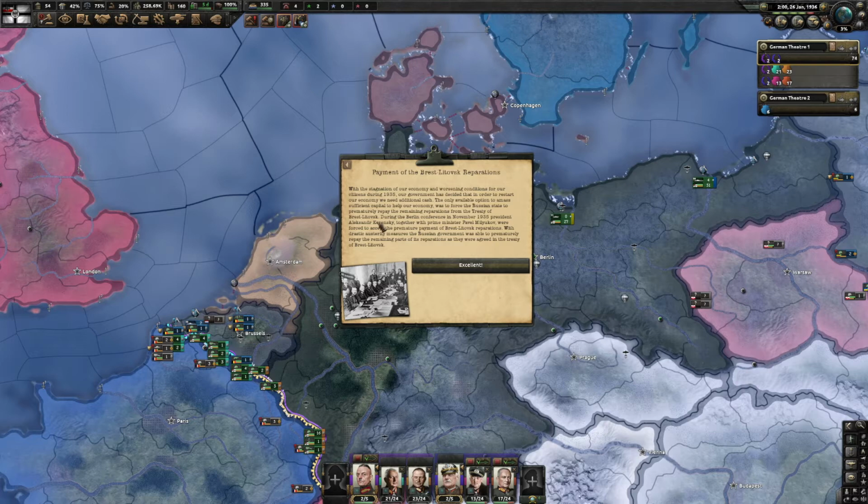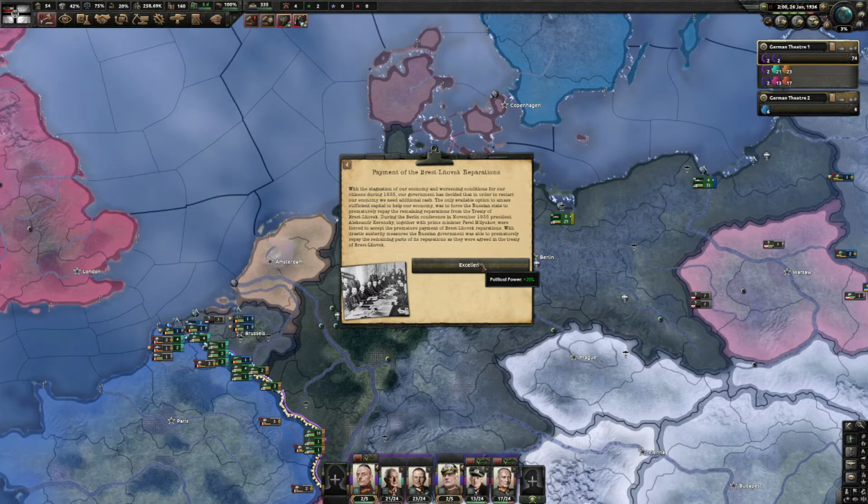During the Berlin Conference in 1935, President Alexander Kerensky, together with Prime Minister Peter Milyukov, were forced to accept the premature payment of Brest-Litovsk reparations. Drastic austerity measures, the Russian government was able to prematurely repay the remaining parts of the reparations as they were agreed in the Treaty of Brest-Litovsk.